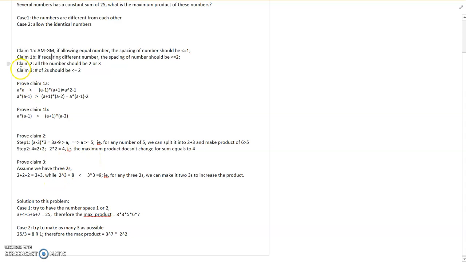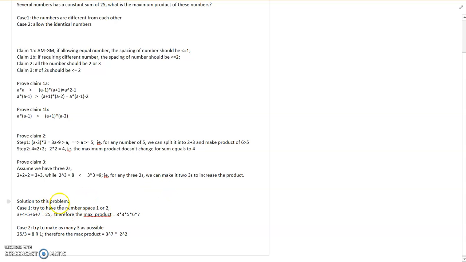And now we prove claim 3. Claim 3 is: assume the number of 2's should be less than or equal to 2. Let's assume we have three 2's. So 2 plus 2 plus 2 is equal to 3 plus 3, that's 6 equals 6, right? But 2 cubed is 8, less than 3 times 3, which is 9. So for any three 2's, through rearrangement, you can make two 3's to increase the product.